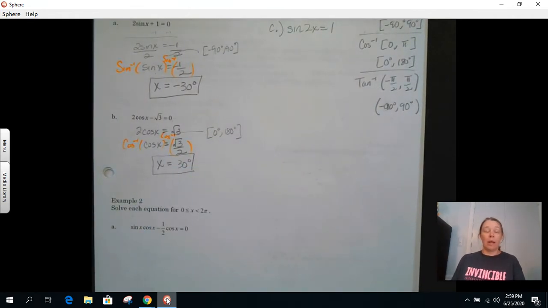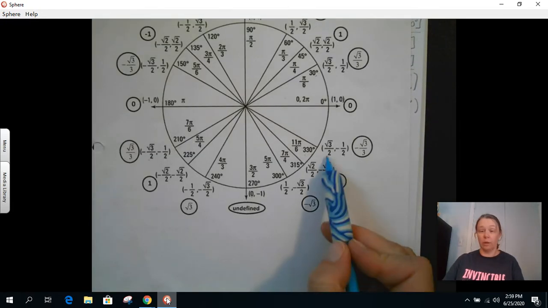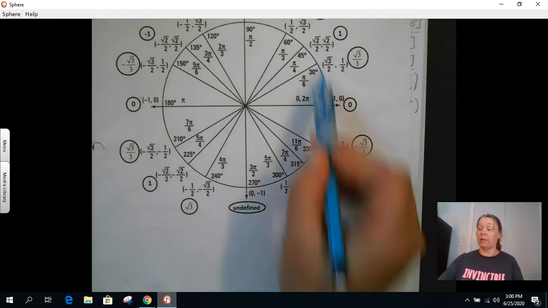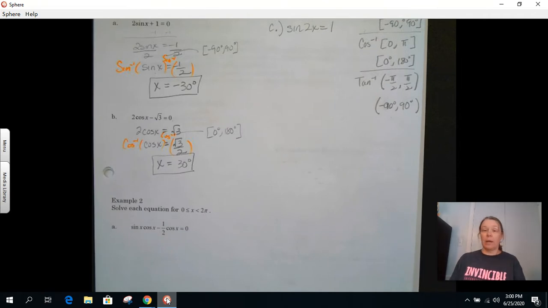And you might have been saying, well, hang on, the cosine is also root 3 over 2 here, and it is, but remember, it said principal values. That means we only give answers in that restricted range. Okay, now this last one, a little bit different.